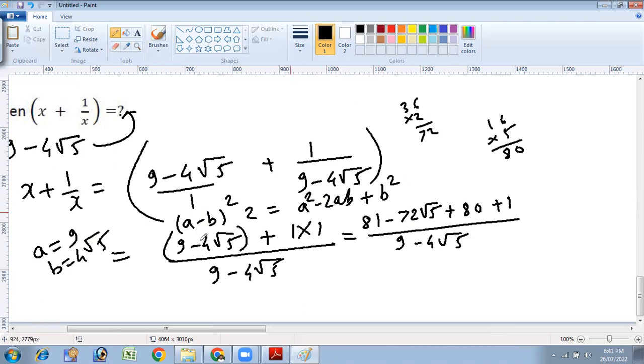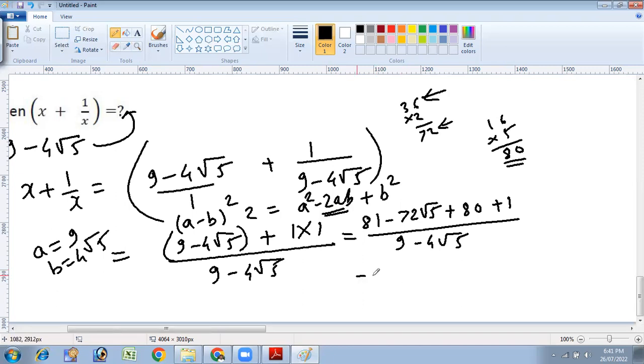So minus 2ab: multiply this 9 by this 4. How much? 36. And again multiply by 2, it is 72. Minus 2ab is there now. That's why it is 72 root 5. And this 4 fours are 16, 16 fives are 80. Right?